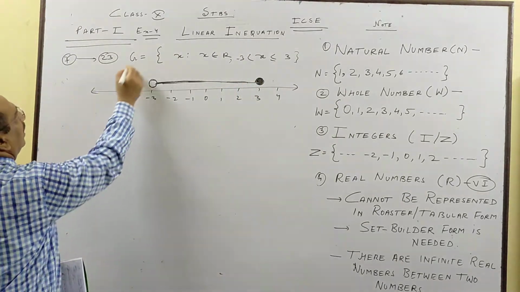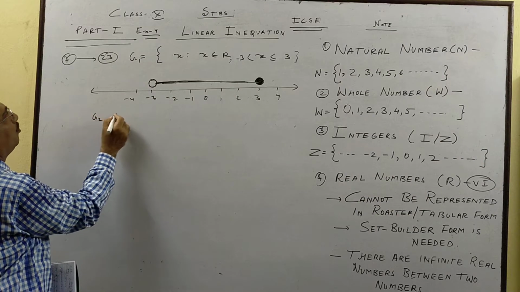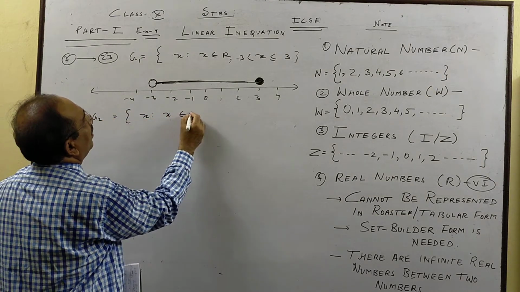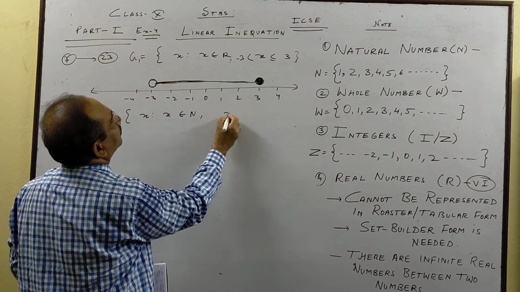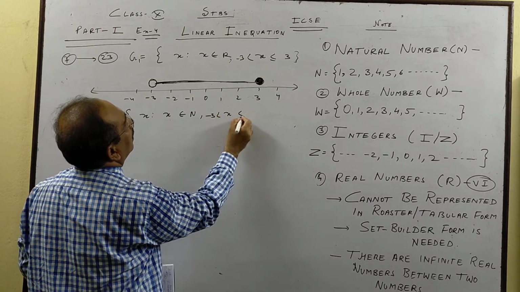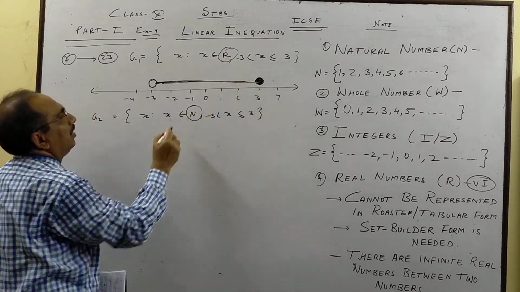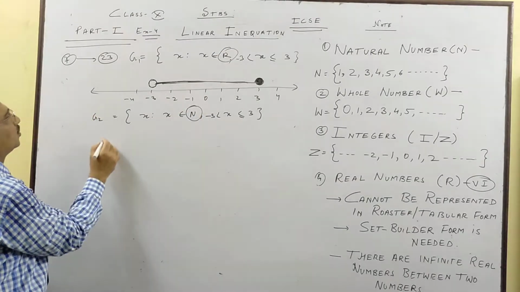Okay, next I'll show you. Suppose the same question, let me call it G1. Suppose G2, I put the same question with natural numbers. X greater than minus 3 and less than or equal to 3. Same question, I am just changing the replacement set. So what do we have here?